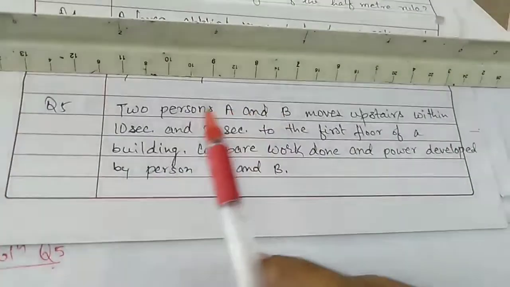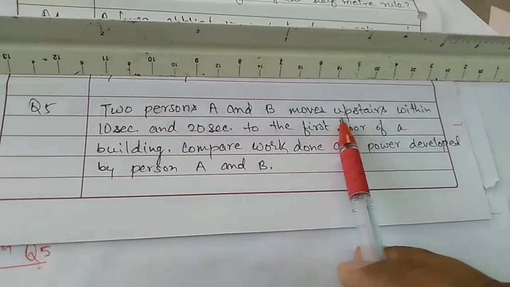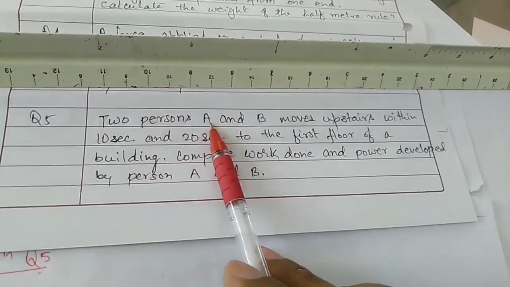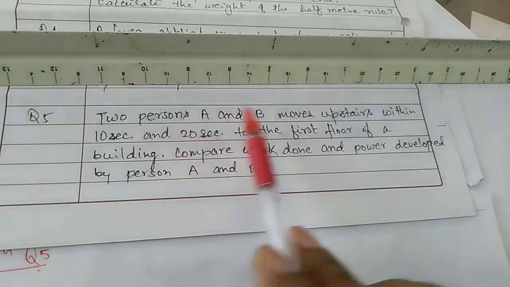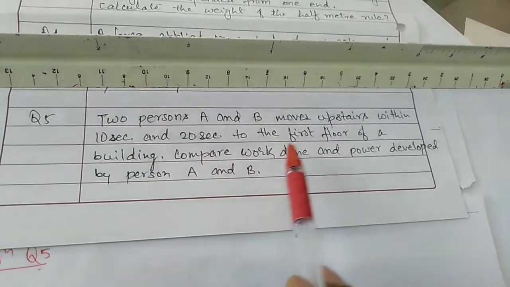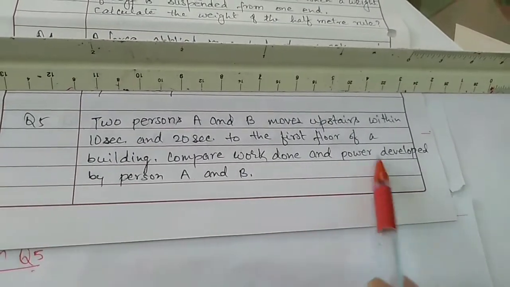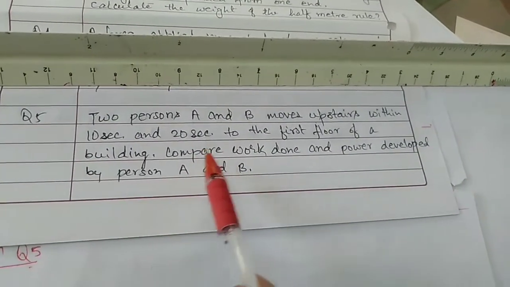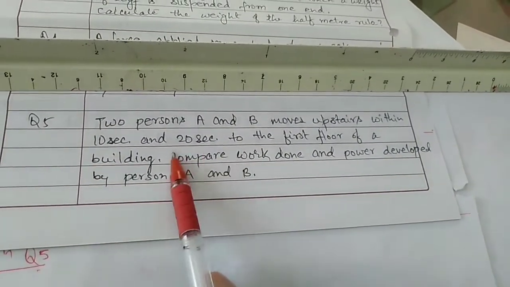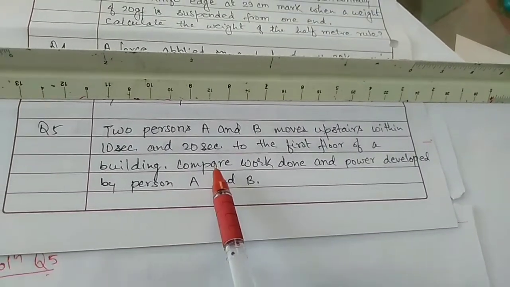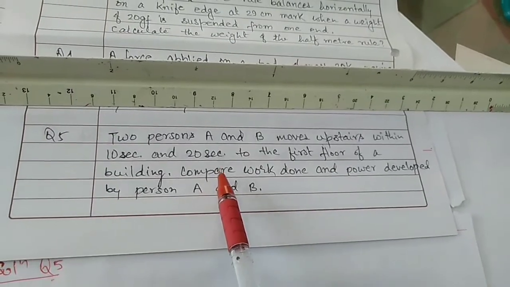Now see the next question. Two persons A and B move upstairs within 10 seconds and 20 seconds. So it means A is coming upstairs in 10 seconds and B is coming in 20 seconds to the first floor of the building. Compare work done and power developed by person A and B. So remember this, whenever in the question it is written compare, it means find the ratio.